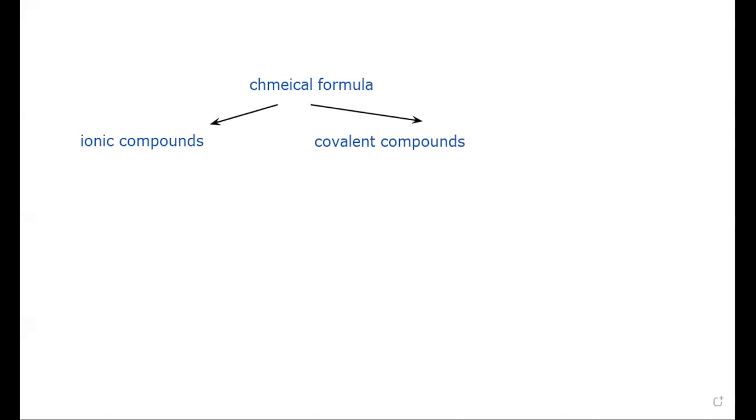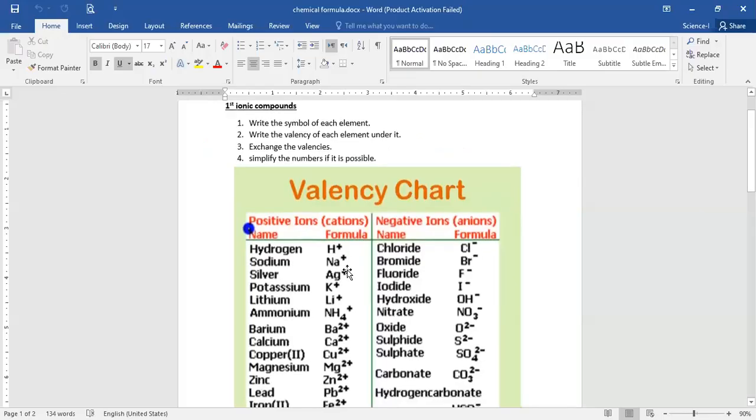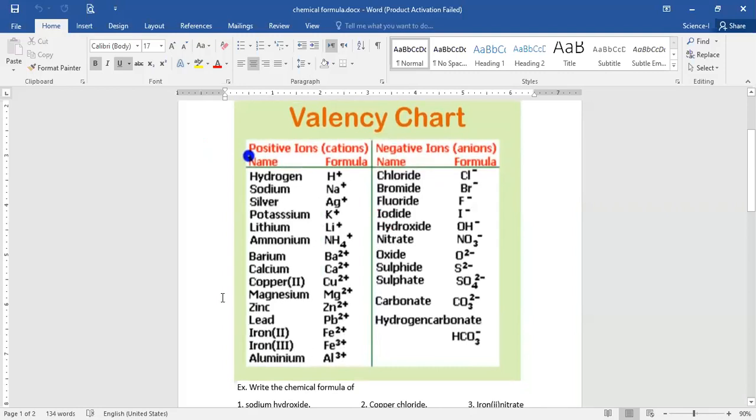So here, look with me carefully, guys. As you can see, these are the symbols of the different elements. Of course, they are not all the elements, just the most important ones which we could use: hydrogen, sodium, silver, potassium, lithium. I know. These symbols represent some elements, and some of them are ions. For example, ammonium is not an element. Ammonium is a group of elements working together.